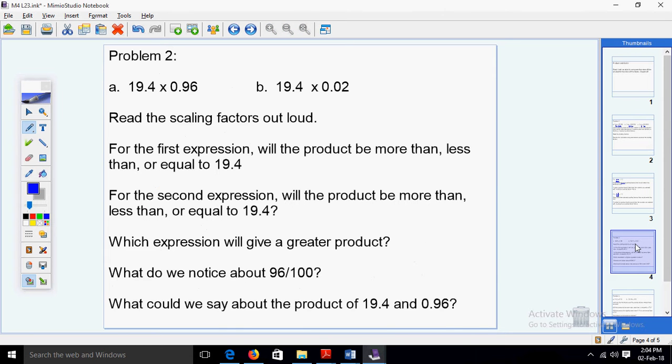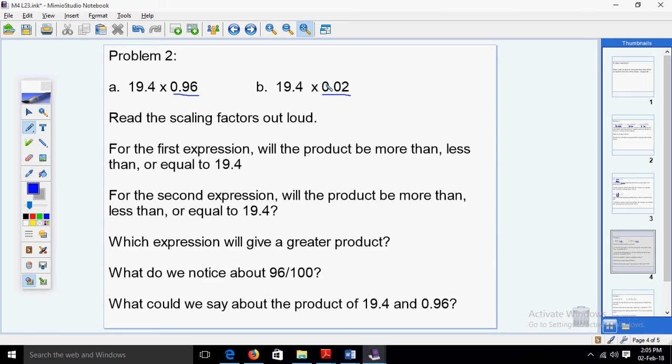All right, let's look at this. Problem 2. I have 19 and 4/10 times 96 hundredths, and I have 19 and 4/10 times 2 hundredths. So looking at this first one, is it going to be more, less, or equal to 19 and 4/10? Hopefully you said it's going to be less than, because we're under one whole. Let's look at this one, 19 and 4/10 times 2 hundredths. Is it going to be more than, less than, or equal to? It's going to be less than as well. Both of these are going to be less than.